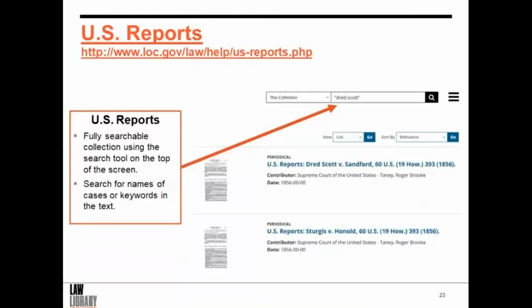And as I said, the U.S. Reports is also fully searchable. You have a snapshot here of the search we did for the case Dred Scott. As you see, it came up, Dred Scott versus Sanford. That was the case itself. And then you see a case below it. This is a case that will have mentioned Dred Scott. So you're able to do a search for a case by name in the U.S. Reports.